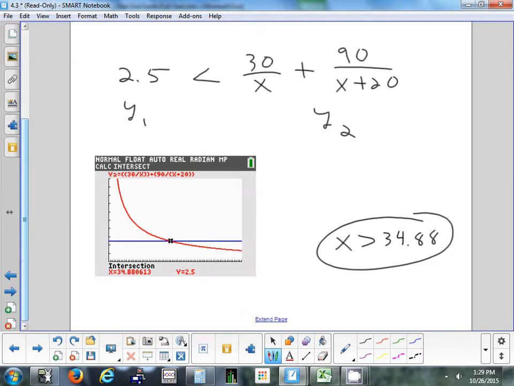Because if her speed went below this, what's going to happen to her time as it starts going up? So we basically want to know, when is she in this section? Right? So anytime her speed is faster than 34.88, her time will be under the blue line, 2.5 hours. So solving an inequality graphically, pretty straightforward.